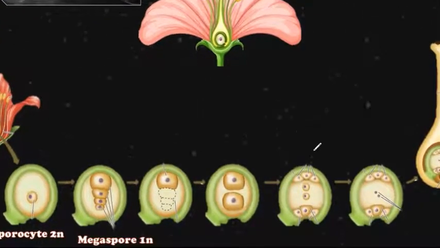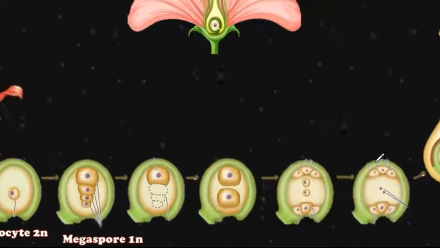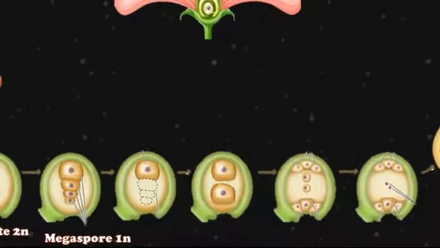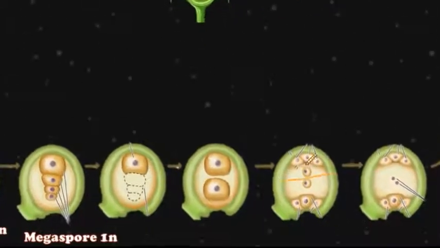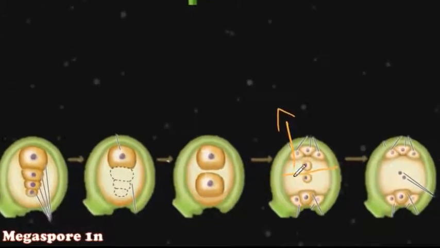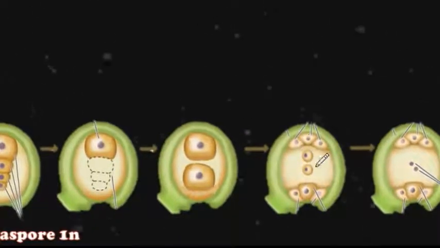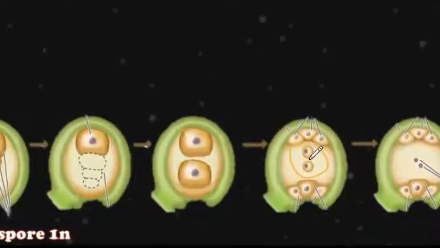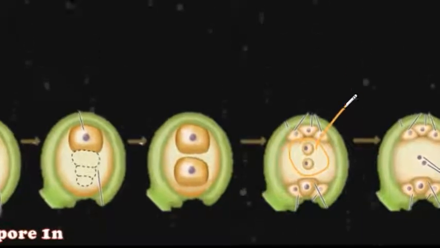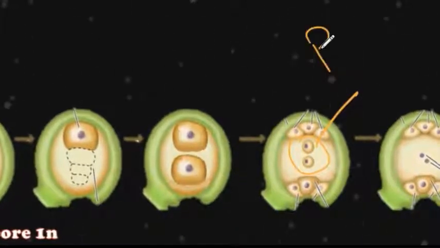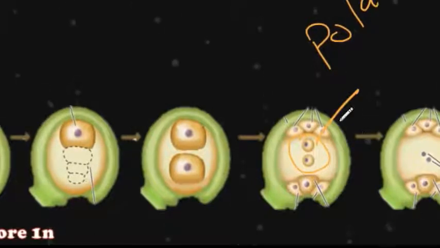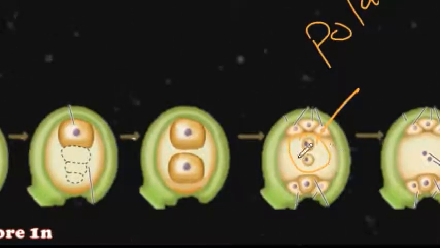Now here, if we look at these, 4 nuclei will go to each side. So in the upper side we will have 4 nuclei, in the lower side we will have 4 nuclei, and in the middle 2 nuclei will be there in the middle. These we call polar nuclei. Now in the middle we'll have 2 polar nuclei. Upper here we'll have 3 cells, and here we have three cells.